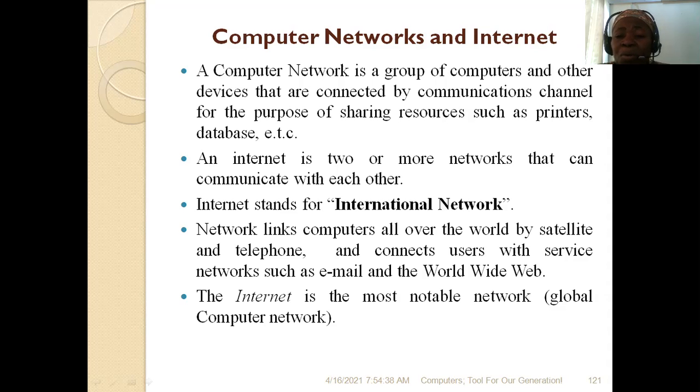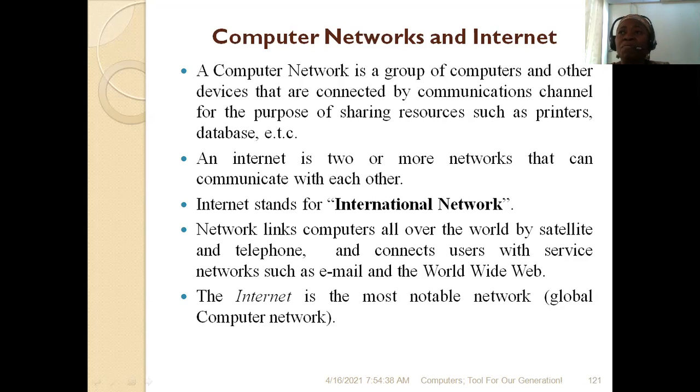When you have more than two computers connected with other devices, you are still having a computer network, okay? In one office, or in one room. Now, when you have one computer network and another computer network connected, you have what we call internet, I-N, with a small letter i, that's lowercase i. These are two or more networks that can communicate with each other.